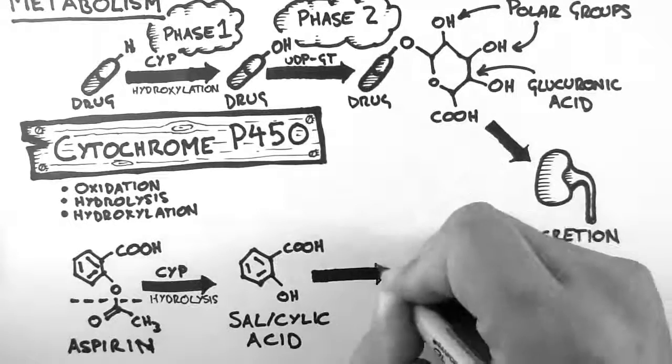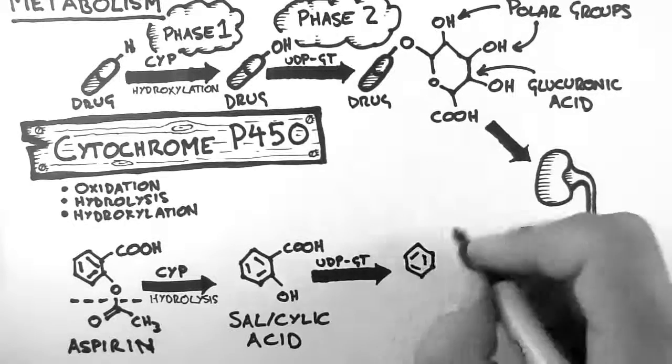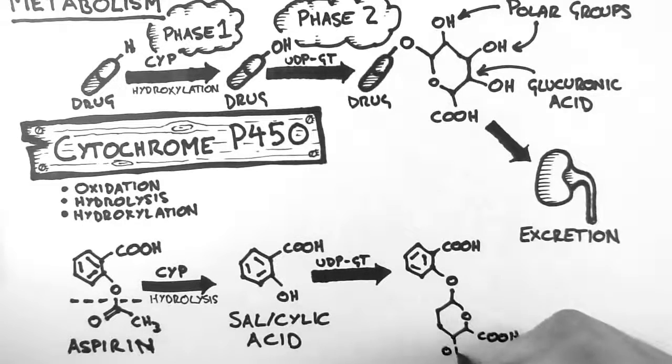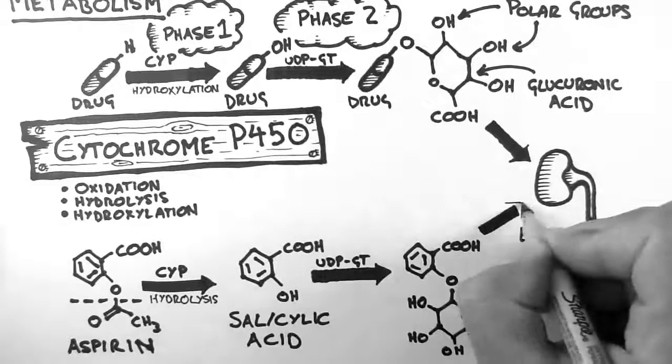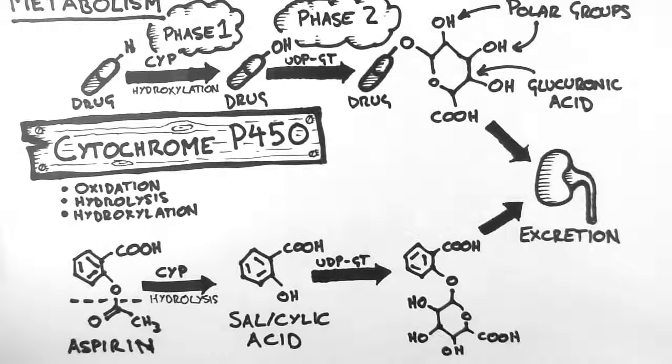Salicylic acid can then be acted upon by UDP glucuronyl transferase to attach the glucuronic acid group in place of the hydroxyl group. Now the product can easily be excreted by the kidneys. And that's an overview of the metabolism of drugs.